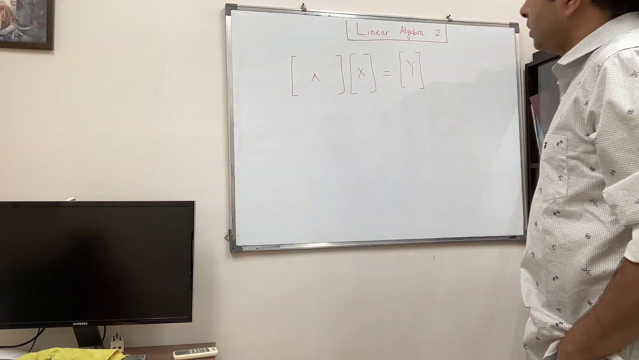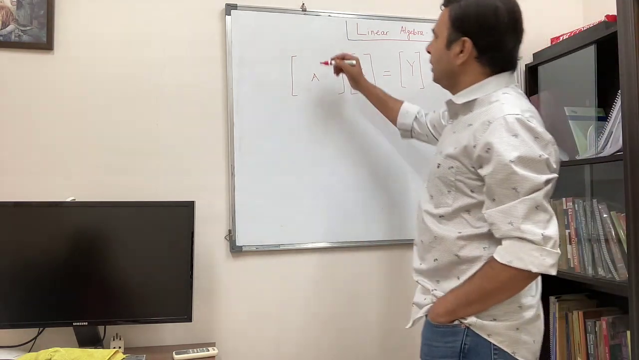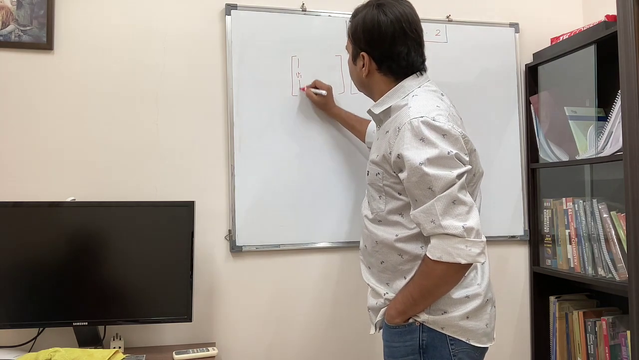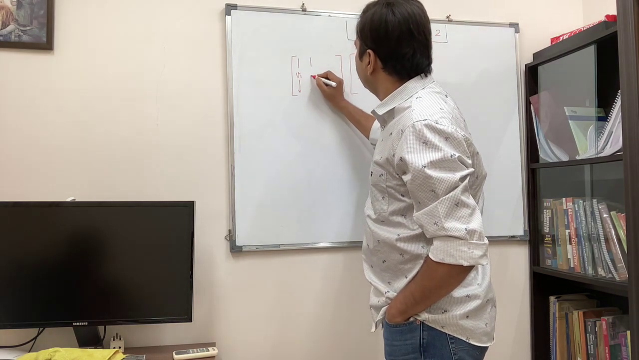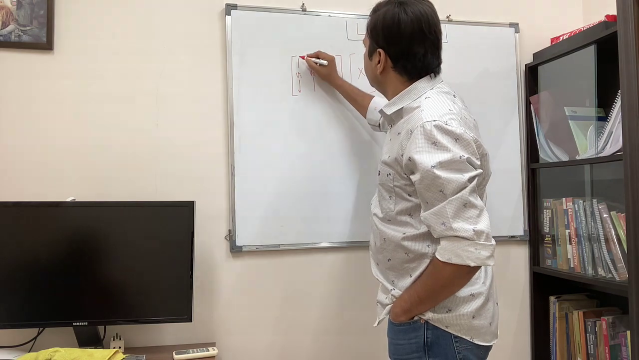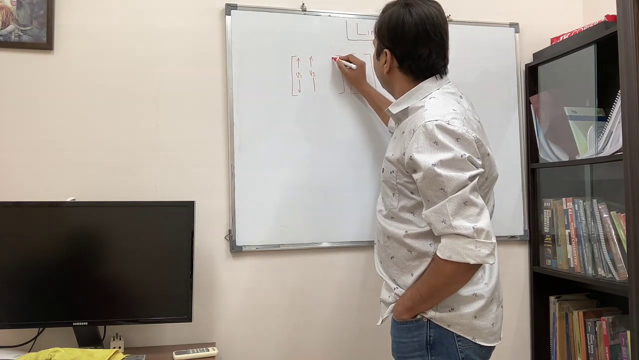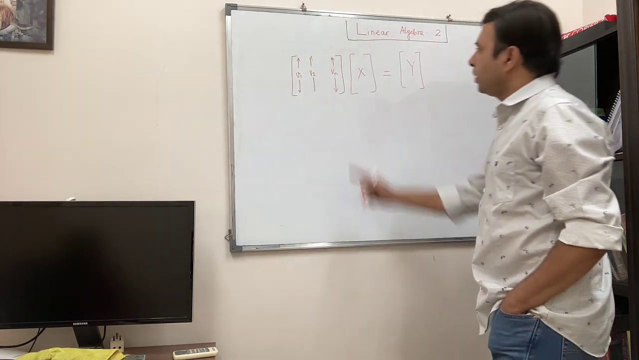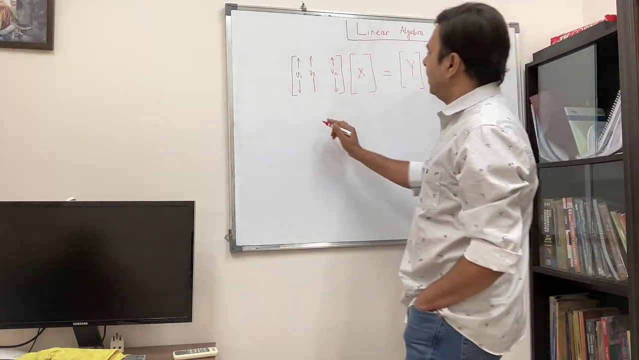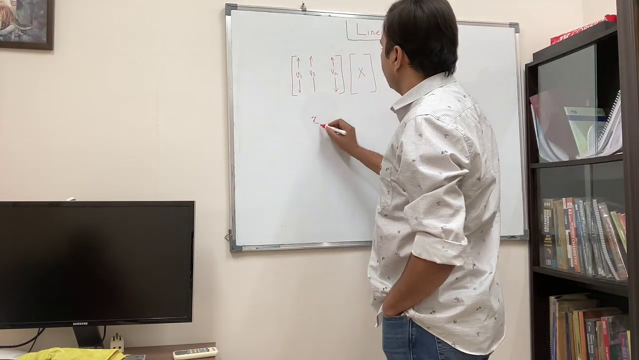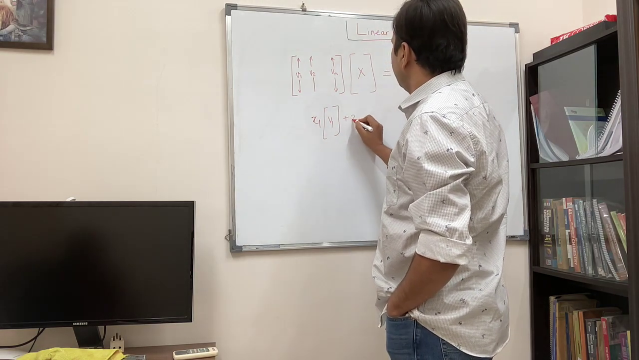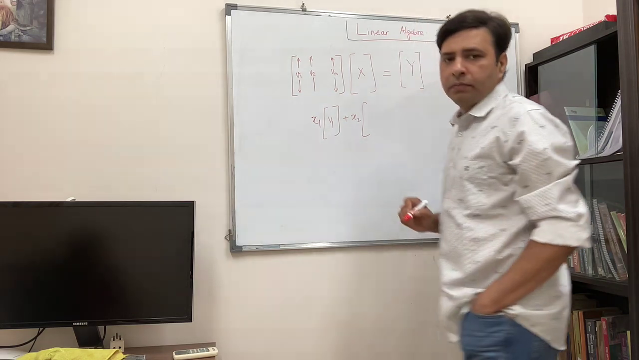The other way to think about the same thing is in terms of the columns of the matrix. Let's say this is one column of this matrix, this is the other column of this matrix, like that. If you think like this, and let's say there are n columns, you can think of this multiplication as something like x1 v1 plus x2 v2.